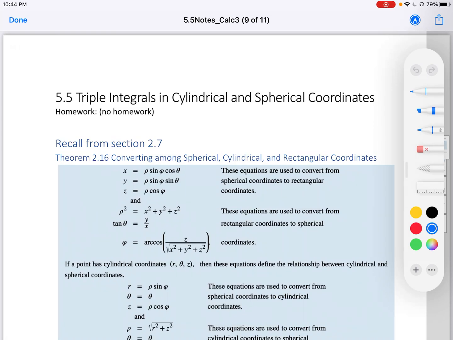Hi, let's continue with section 5.5, triple integrals in cylindrical and spherical coordinates. For this section, there's no homework.